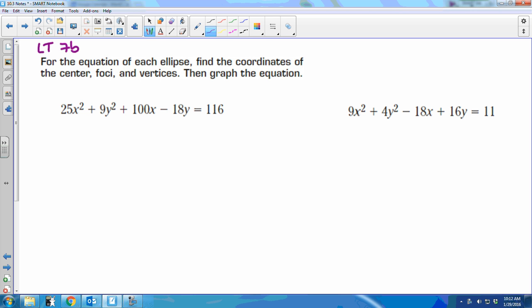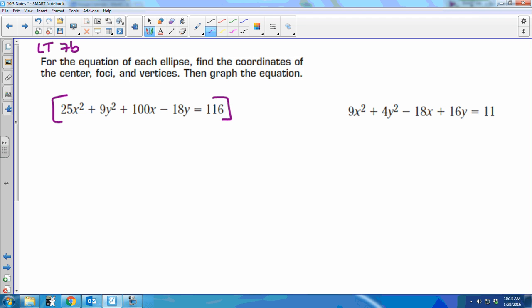Same thing today, but you have an equation in general form. All right? So since it's in general form, I need to rewrite it in standard form, just like we did with circles, so I can find the center, figure out what's horizontal and vertical, etc. So it's very similar to what we did with circles. We're going to be completing the square. There's just a few extra little details because of how an ellipse is set up.